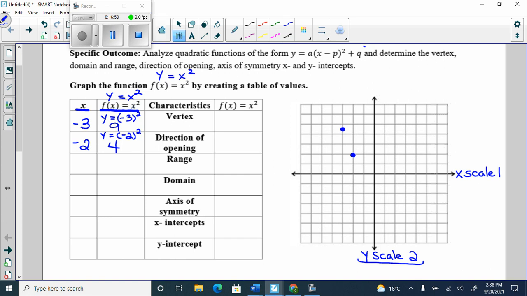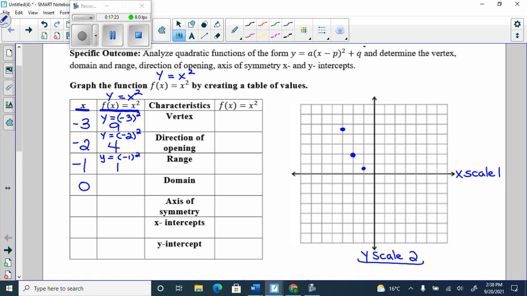Then I do negative 1. Y equals (-1) squared. What's negative 1 squared? 1. So I'm at negative 1 and 1. Ah, come on, adjust. Seriously, it's hard to adjust and not do them as ones all the time.